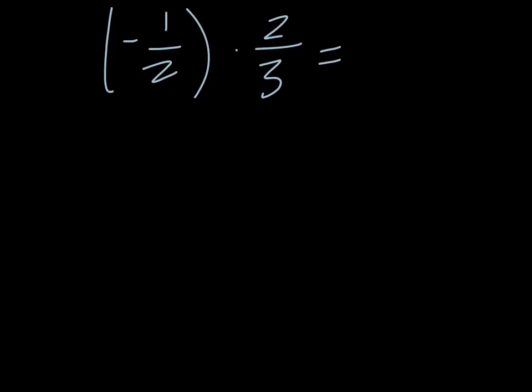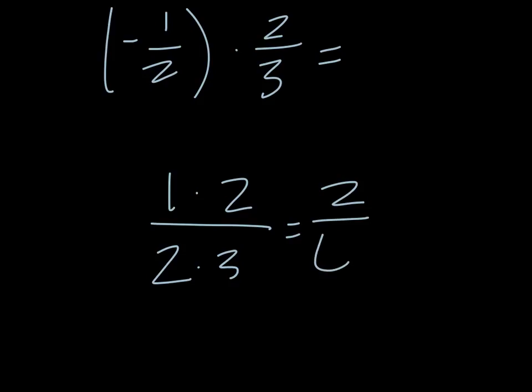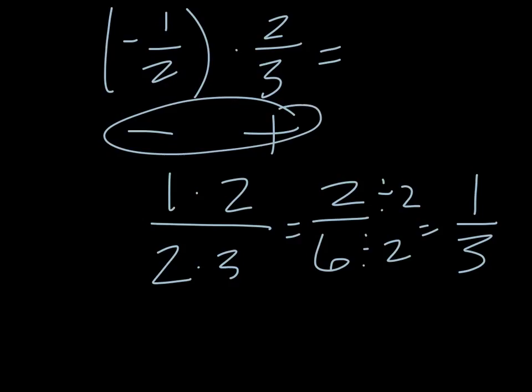So try this example on your own. Pause the video and try it on your own in your notebook. Try -1/2 times 2/3. So you would multiply 1 times 2 and 2 times 3 and get 2/6. And we can reduce that to 1/3. And since we have 1 negative and 1 positive, our answer is going to be -1/3.